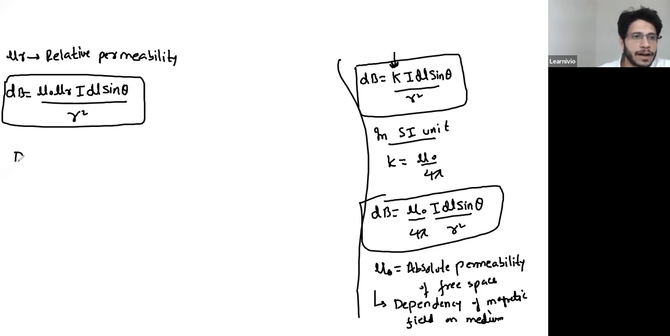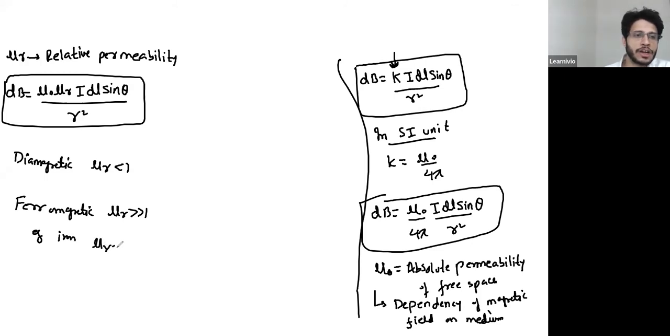If you have a diamagnetic material, this is even in chemistry syllabus, your relative permeability mu r will be less than 1. But for a ferromagnetic material, mu r is very, very much greater than 1. For example, the relative permeability of iron is of the order of 1000.